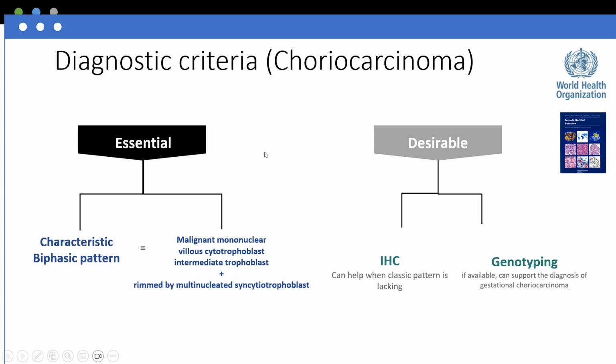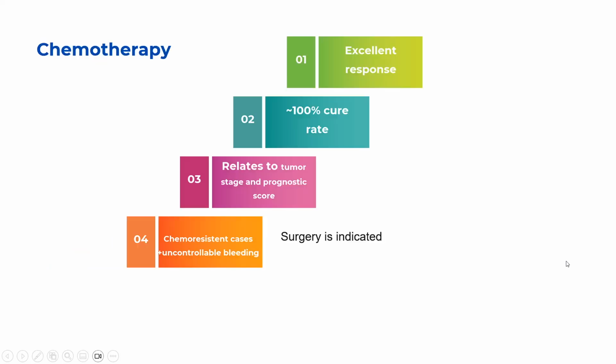So to wrap things up, according to the WHO, we have essential diagnostic criteria and desirable diagnostic criteria. The essential criteria include the characteristic biphasic pattern of mononuclear malignant villous cytotrophoblasts and intermediate trophoblasts against the random multinucleated syncytial trophoblasts. Okay, the desirable criteria are IHC that helps when the classic pattern is lacking, and genotyping, if available, that can be supportive.